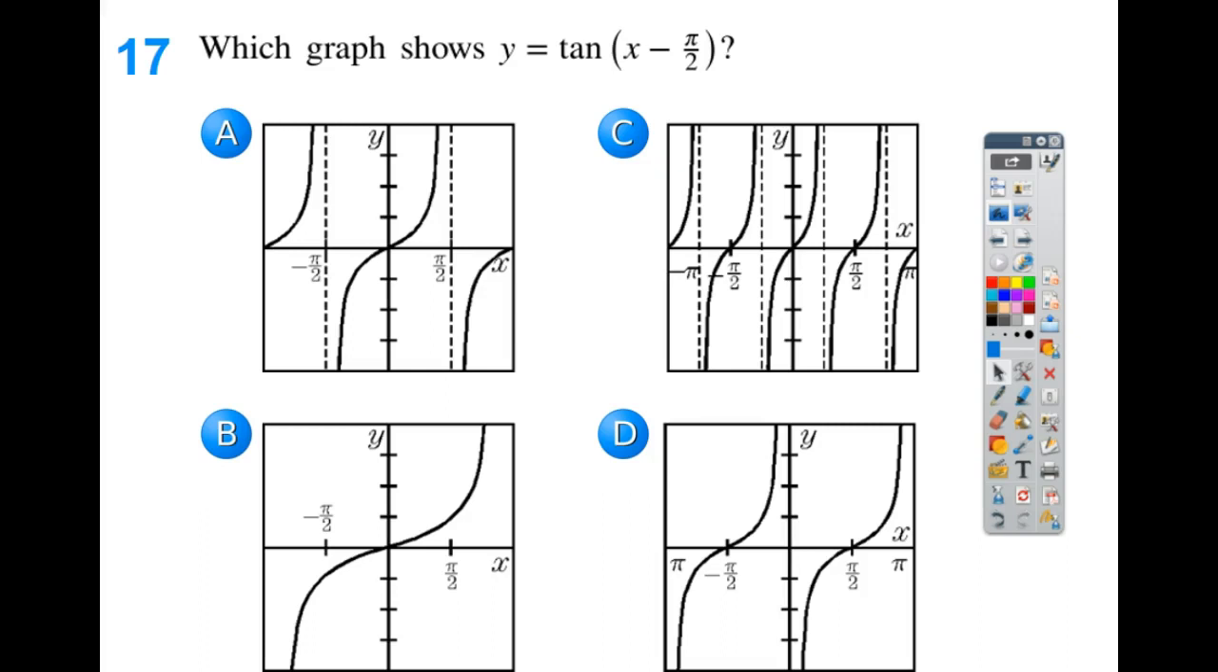When is it when you add all those lines? They're just the asymptotes. Okay.